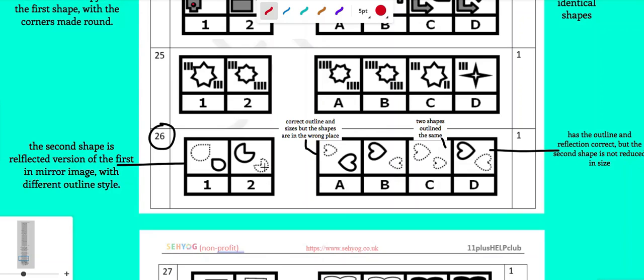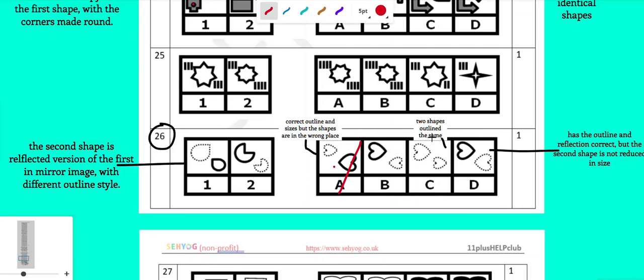So if we take a look at the figures on our right hand side, A has the correct outline and sizes, but the shapes are in the wrong place. The smaller shapes should have been in the position of the bigger shape. So therefore, A is not the answer that we are looking for.